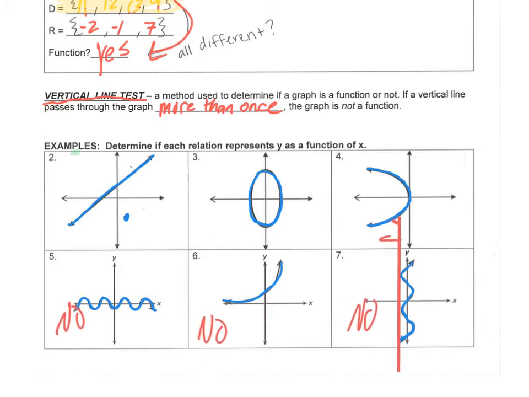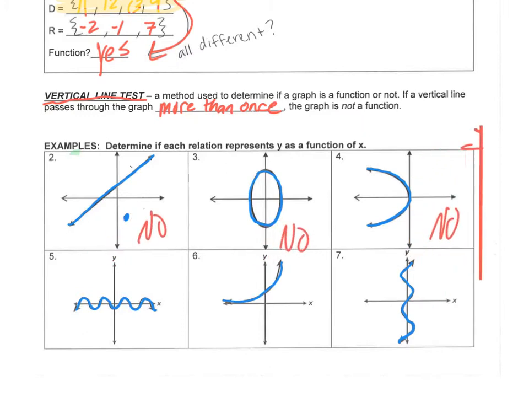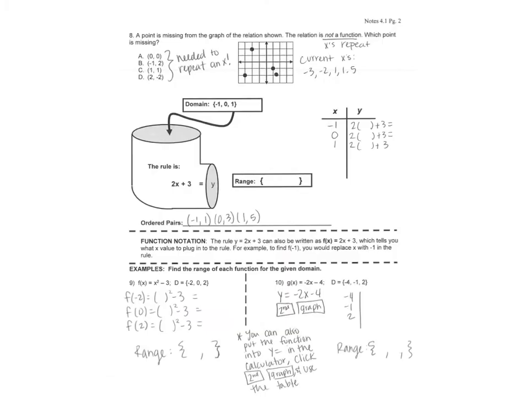Number 7. Once, like a whole lot of times. So that's a no. So number 7 is a no. Number 6 is a yes. And number 5 is a yes. All right. Now you won't be able to draw that vertical line on your test and move it around, but you can imagine it. All right, let's go to the next page.